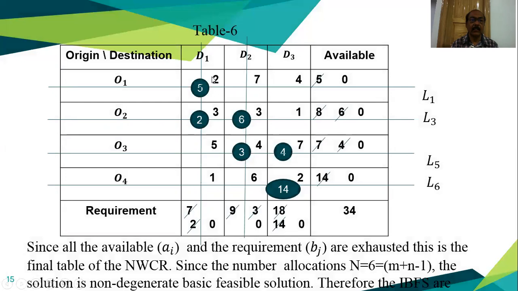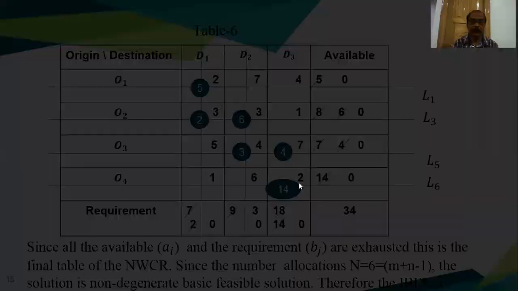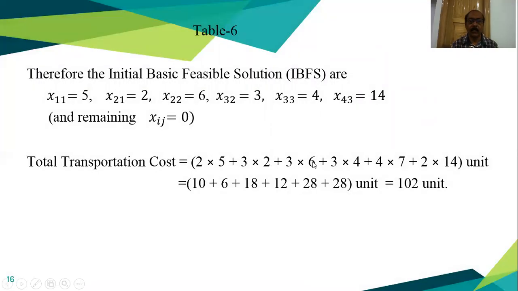This is our transportation cost: 2 into 5, 3 into 2, 3 into 6, 3 into 4, 4 into 7, 2 into 14. Adding all the allocations, this is equal to 102 units. So this is our transportation cost. Since no unit is given, that's why we have written the unit here. We can also write the money unit if the money unit is given.